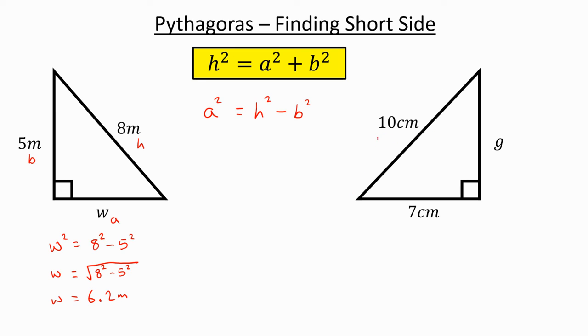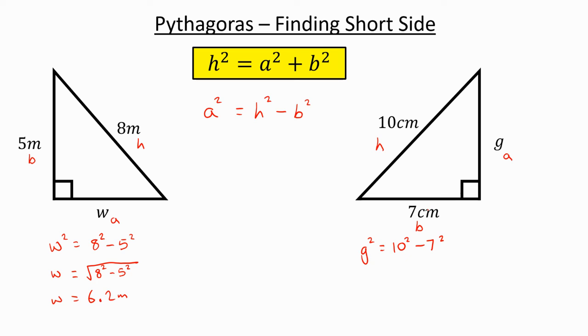And so our second situation here, our hypotenuse is this side. This is our longest side, so that's going to be h, and we're trying to find out g, so we're going to call that a, and 7 is going to be b. So substituting into our equation here, g squared is going to be 10 squared take away 7 squared. And so it's always the hypotenuse squared take away the shorter side squared first in these cases.